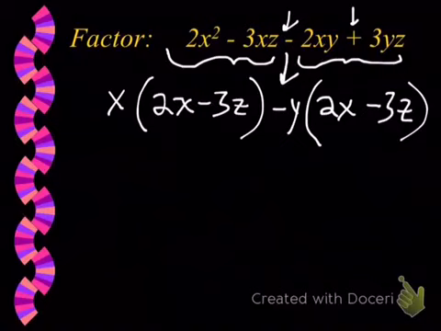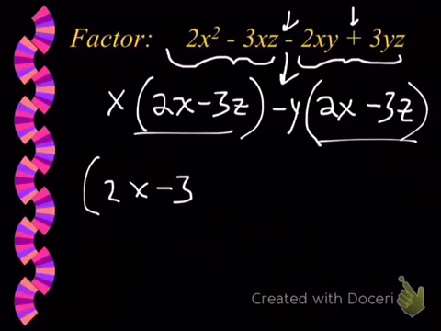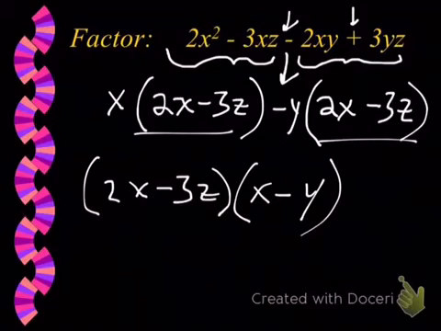Right? Does everybody see that? And now we can take out this common binomial factor, 2x minus 3z. And what's left is x minus y. All right, now let's rewind.